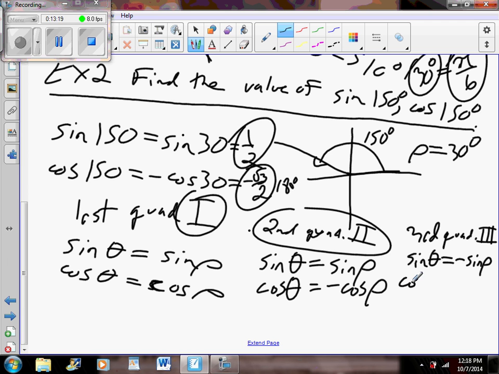Cosine works the same way. Cosine theta is going to be equal to the negative cosine of the reference angle in that quadrant. And you can look on page 58 for a more exhaustive list of all 6 trigonometric functions, the sines of the angles and their reference angles, being determined by what quadrant you find yourself in.